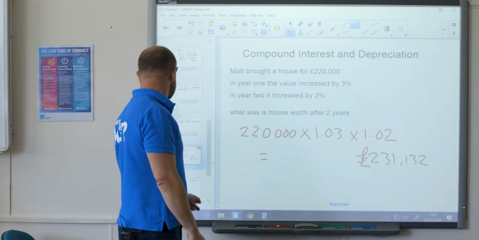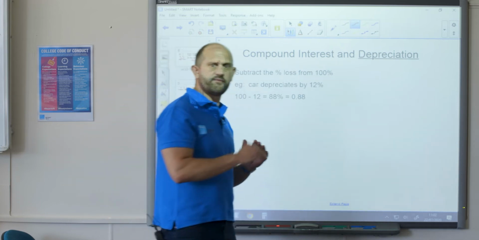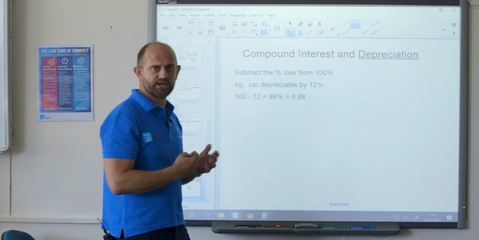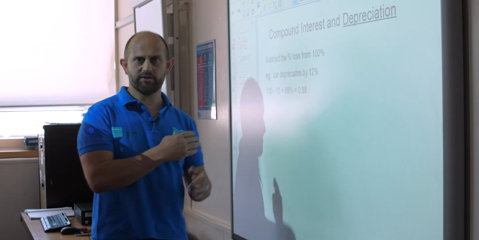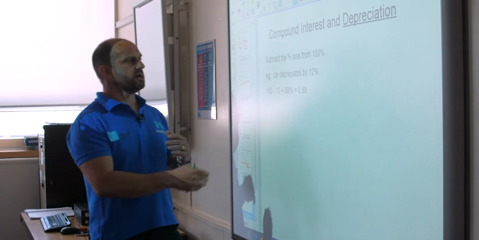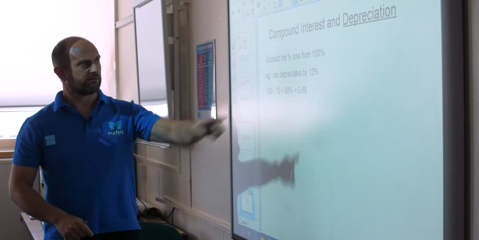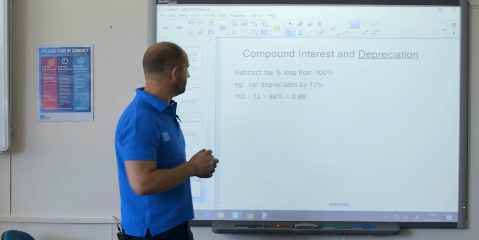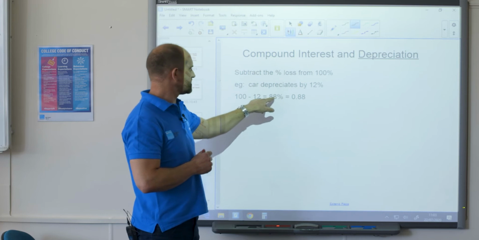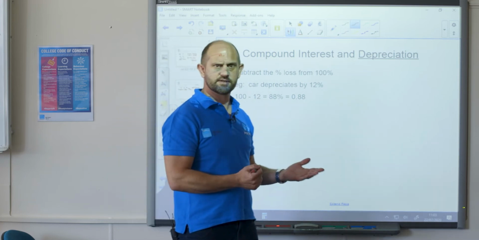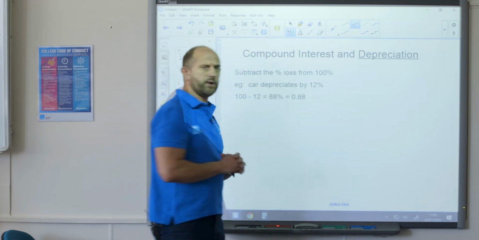Now then, let's have a look at depreciation. Okay? So depreciation is where the value of something goes down. Normally when we talk about depreciation, the classic example is cars. We've all heard that cars lose value the minute you drive them off a forecourt. Okay? So to do depreciation, we're going to subtract the amount it depreciates from 100% of the value. So in this case then, 100% minus the 12% depreciation gives me 88% value left. Okay, we need to convert that into a decimal, which gives me 0.88.